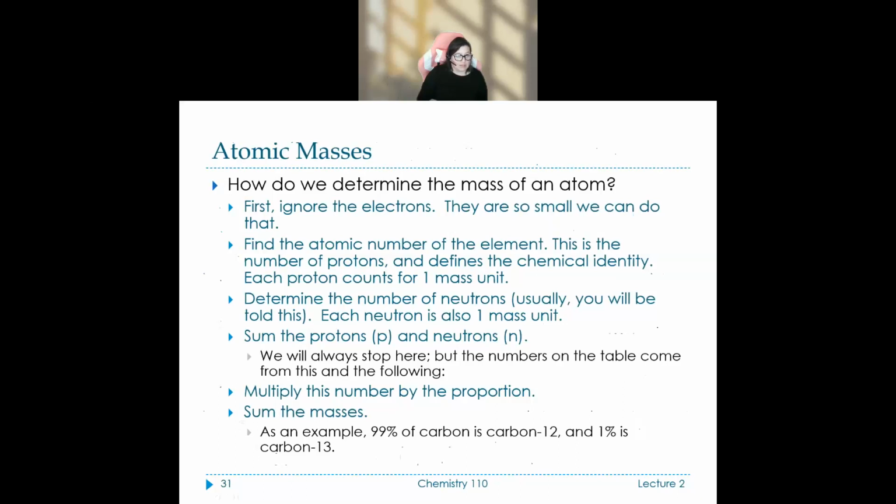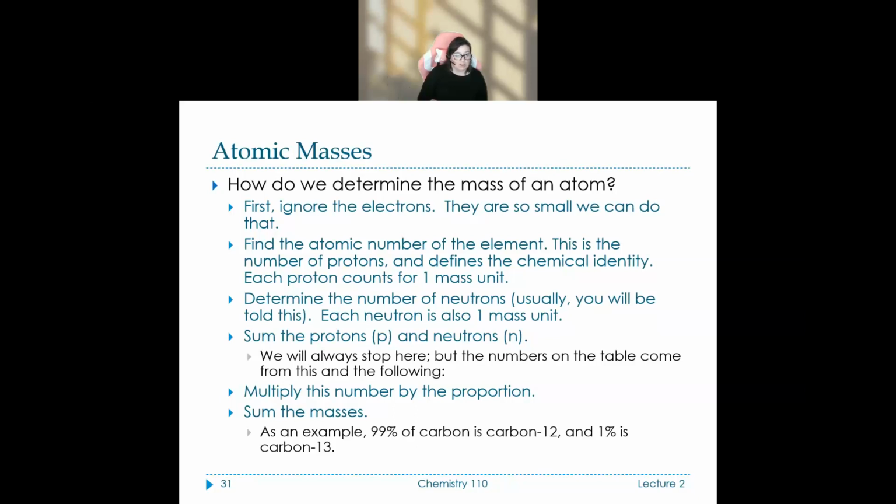Atomic masses. How do we determine the mass of an atom? First, we want to ignore the electrons. We talked about that before. They are so small that we can do that. We want to find the atomic number of the element. This is the number of protons, and it defines the chemical identity. Each proton counts for 1 mass unit.